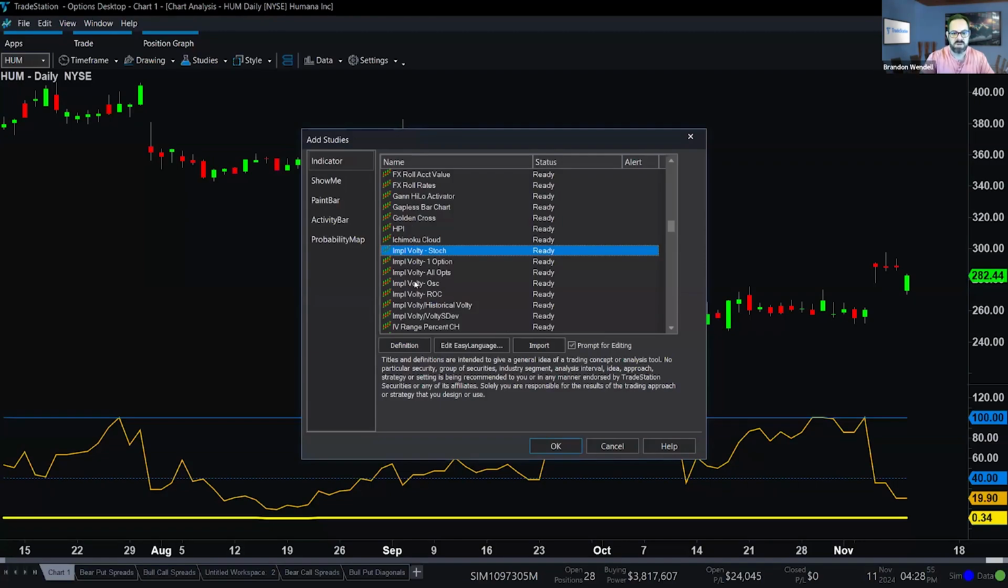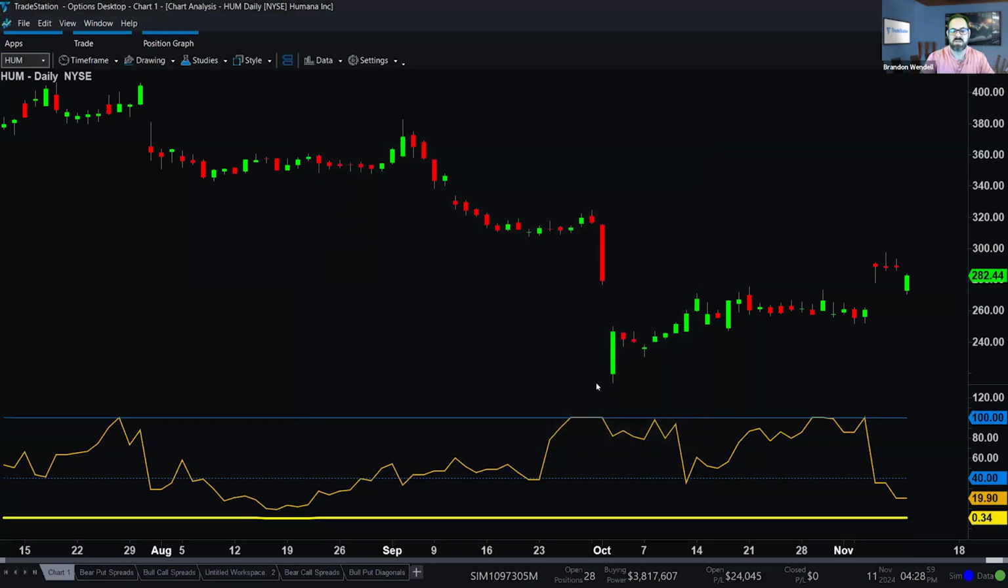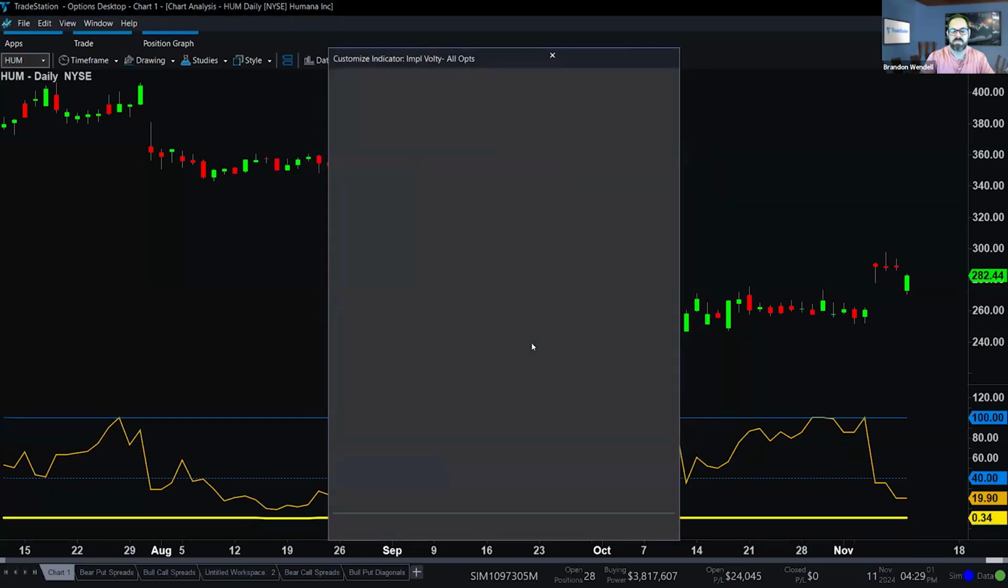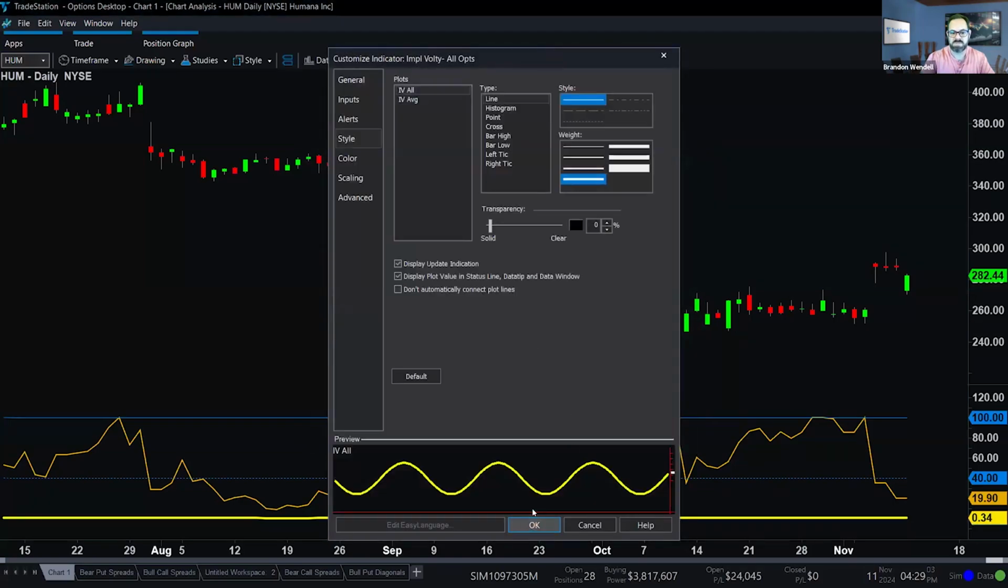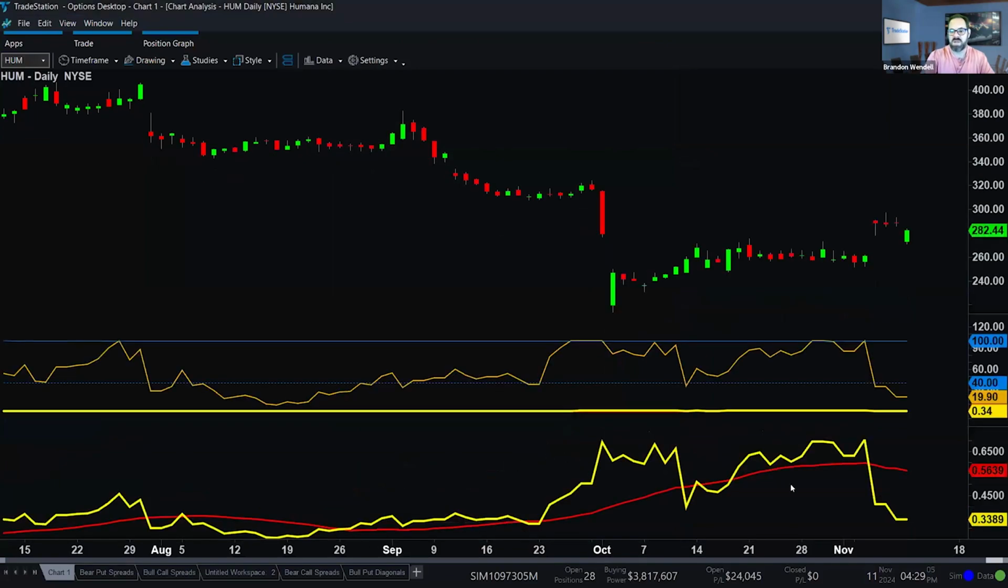Nope, that's the wrong one. All options. Here we go. I changed my default. We can also see, yeah, implied volatility is extremely low compared to the average. This is implied volatility. This is implied volatility. Notice they're the same. But this is showing it versus historic volatility. This is showing it versus itself, an average.